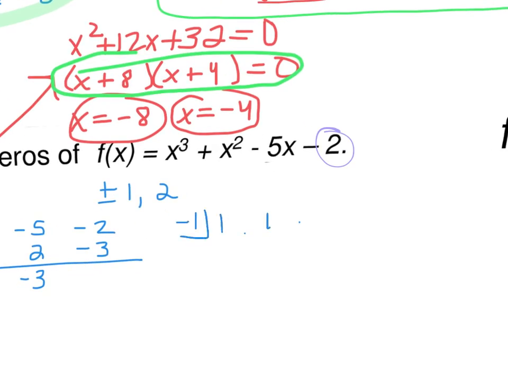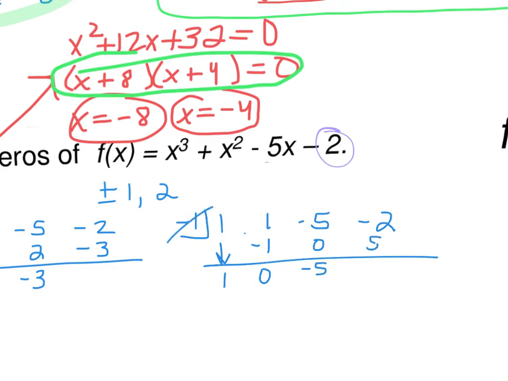Again, 1, 1, negative 5, negative 2. Bring down the 1. 1 times negative 1, negative 1. 1 and negative 1, 0. 0 times negative 1, 0. Negative 5, negative 5. Is this going to give me 0? Nope. Okay, let's try 2.